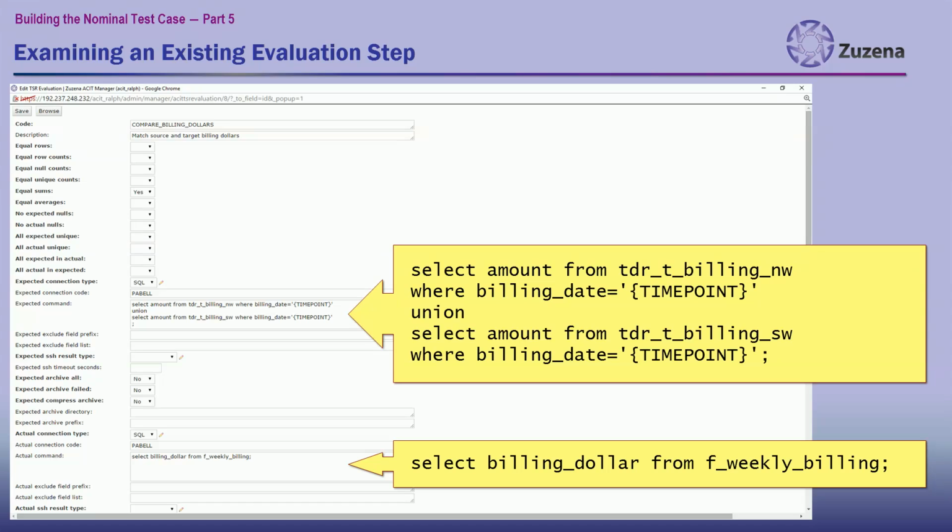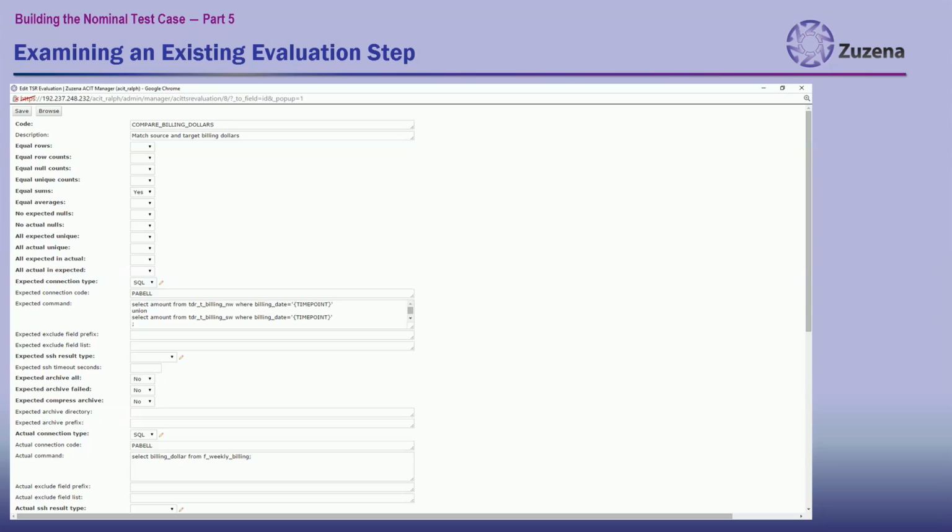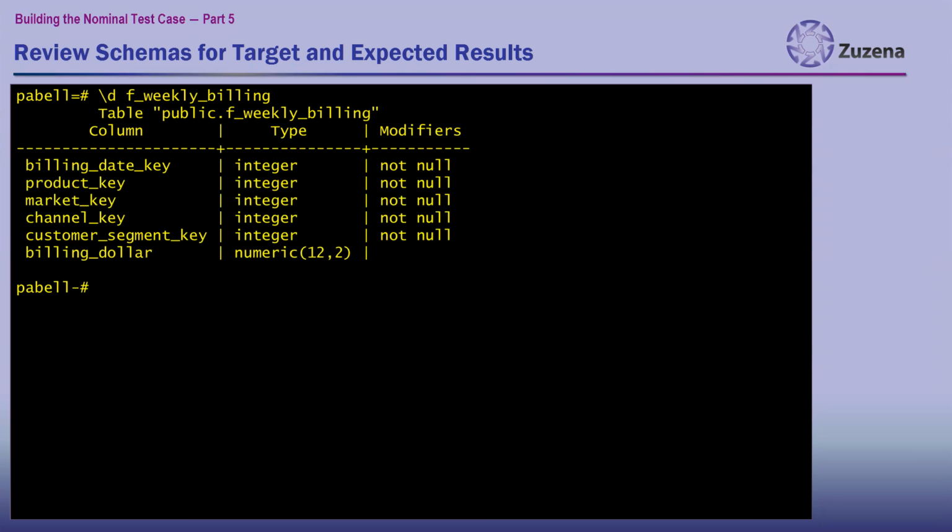Let's close this editing window and start thinking about the next evaluation step we want to add to this test case. If we turn to a database console window, we can inspect the tables that our test assertions will be using. Here we see the structure of the target fact table, F weekly billing. You can see it has 1 numeric column for the total billings and 5 columns of foreign keys to link each fact record to the dimensions of the star schema.